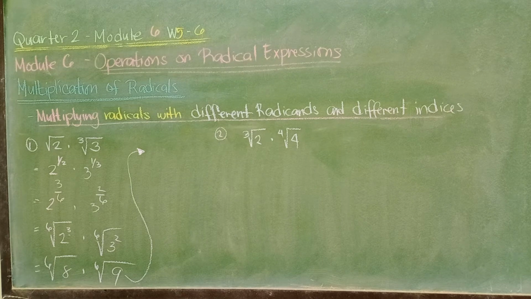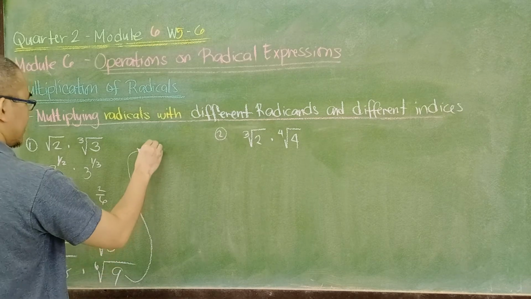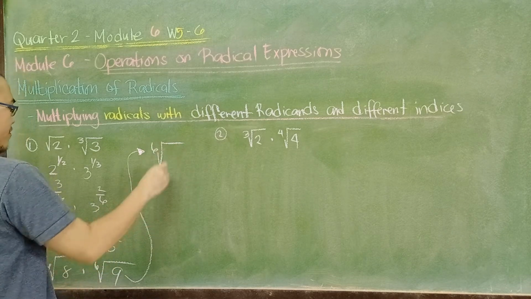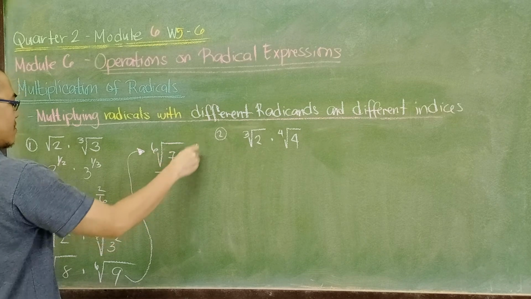Next, ano gagawin natin kapag parehas yung indices? Doon sa first lesson natin, i-multiply lang natin yung mga radical. 8 times 9, that is 6 root of 72.